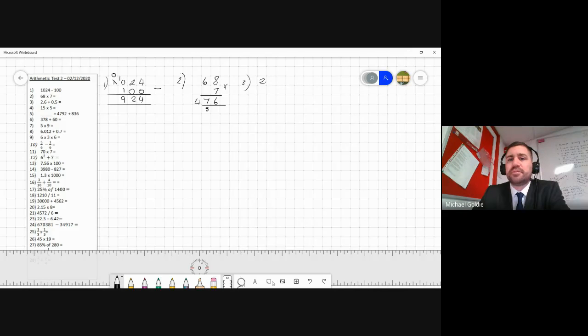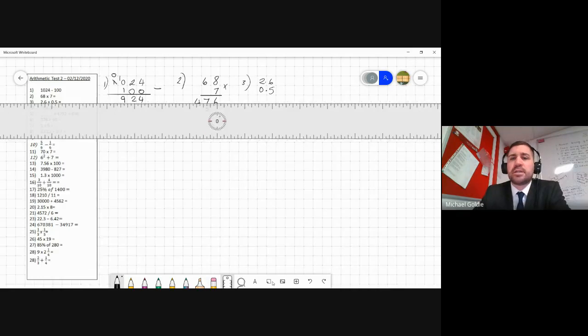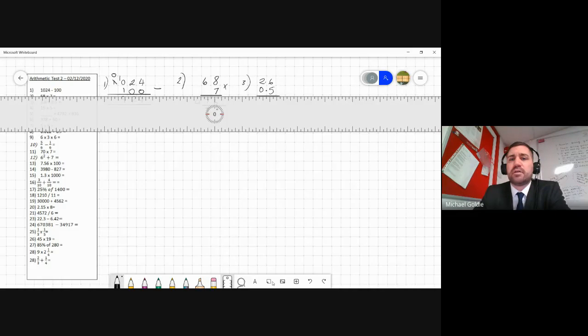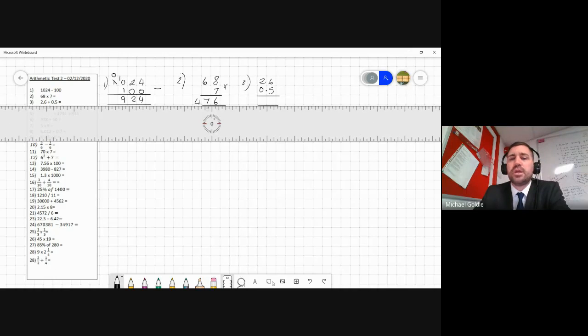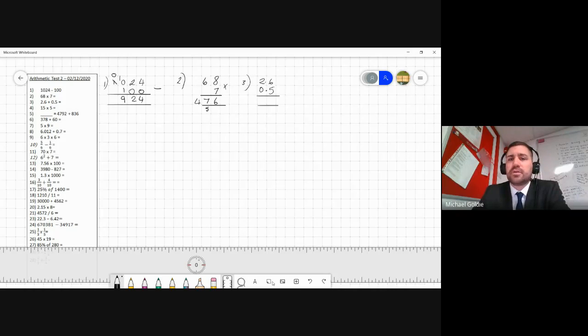Number 3. It's 2.6, add 0.5. Now, your golden rule of decimals is they are always in a line together, as you can see there. So 2.6, add 0.5. So I get them there, put it in a column. You do 6 add 5, which is 11. Don't forget to put your decimal point in. 2 add nothing is 2. Add 1 more is 3. Your answer is 3.1.